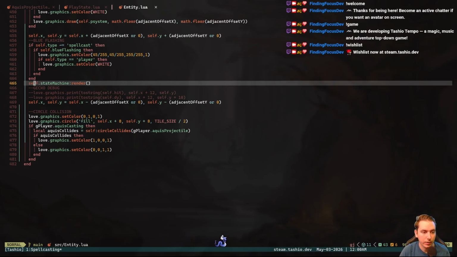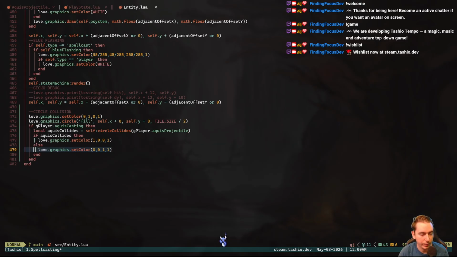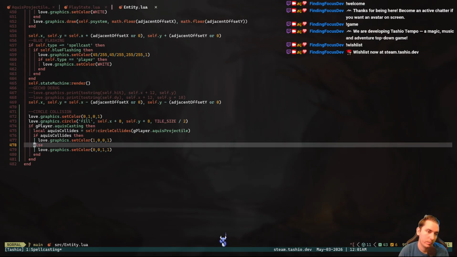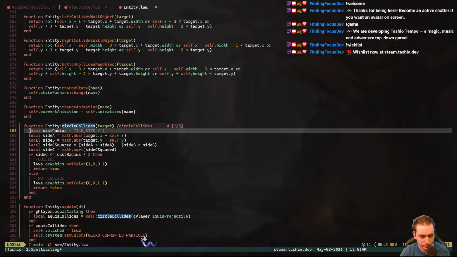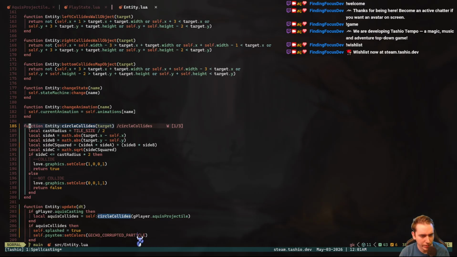Clearly our circle collide isn't quite working because we're still rendering it only green, not red, so this is never becoming false. So let's see, we have a method on our entity called circle collides. We're passing it in an aqueous projectile, so let's go look at it. So we're going to say side A is our aqueous projectile X subtracted by self X.